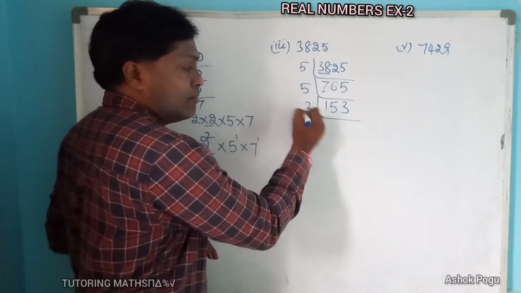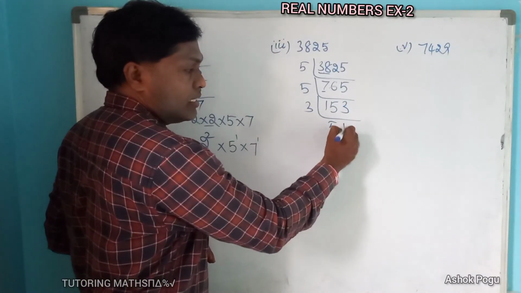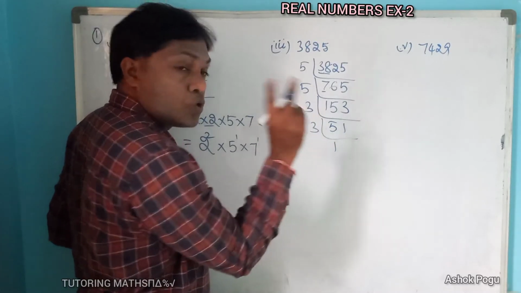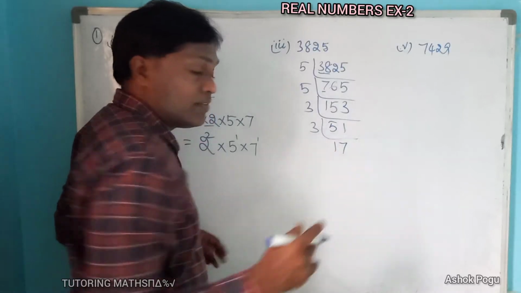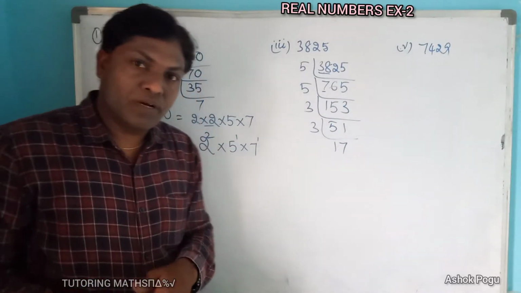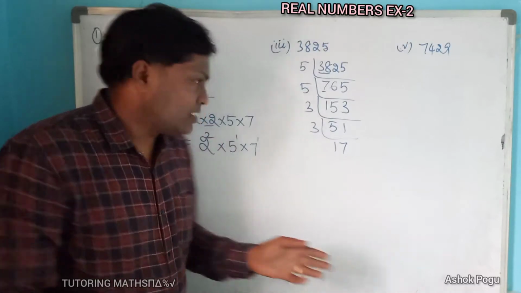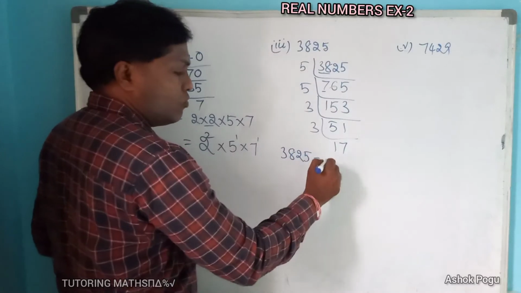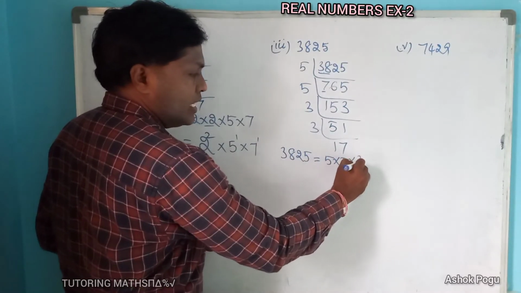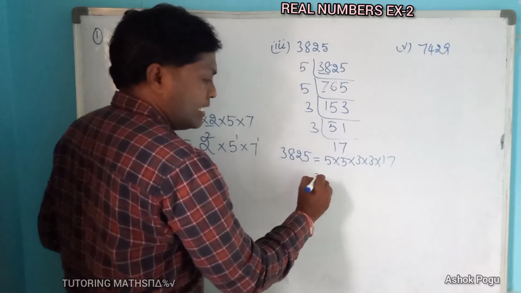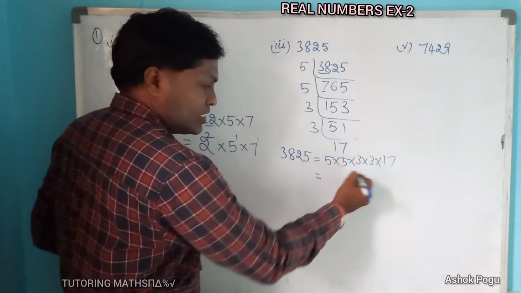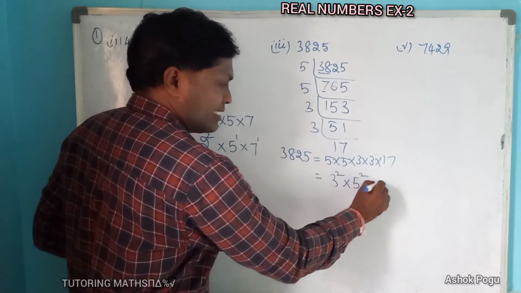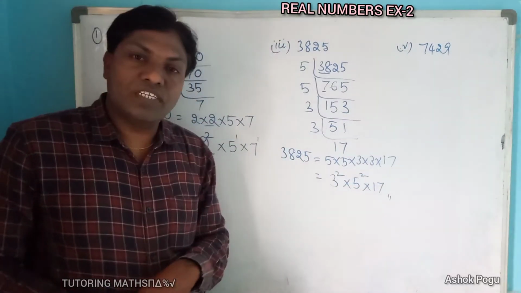Now you check by 3. 3 5s are 15, 3 1s are 3. And once again by 3. 3 1s are 3. 2 is left, 21, 3 7s are 21. Now 17 is a prime number, so you cannot take any more factors. Now let us write. What are the prime factors of 3825? 5 into 5 into 3 into 3 into 17. Write in ascending order of prime factors: 3 squared, 5 squared, and 17. So these are the prime factors of the third question.